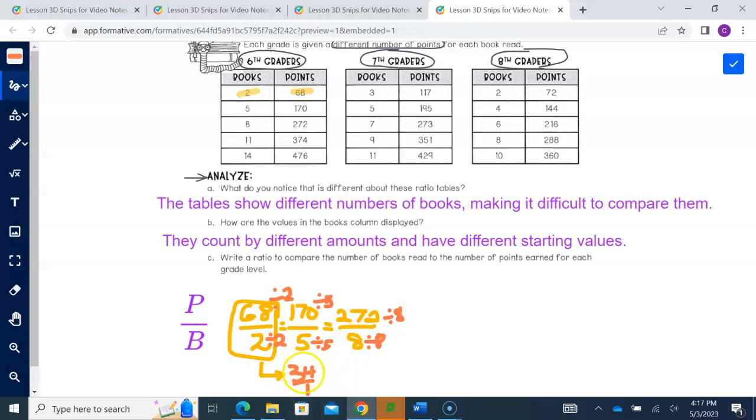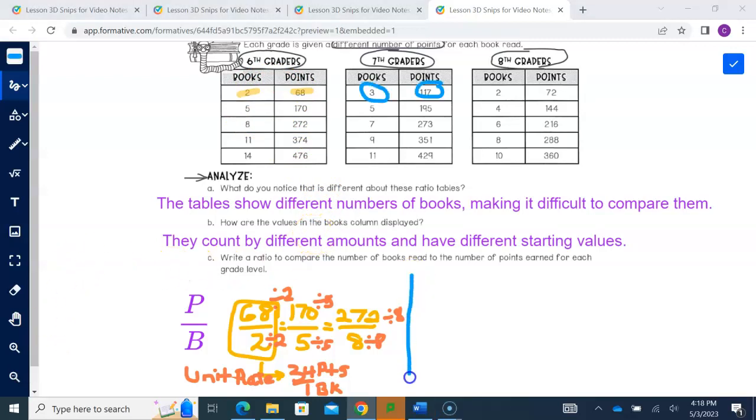Okay, when we scale a fraction down out of 1, that is called a unit rate. A unit rate is when you have a denominator of 1. And it's a very helpful number when we're comparing tables like this. So the unit rate is 34 points for every 1 book read. That's the unit rate ratio. And so it's 34 to 1, 68 to 2, 170 to 5, and so on. Okay, so that's the 6th grade.